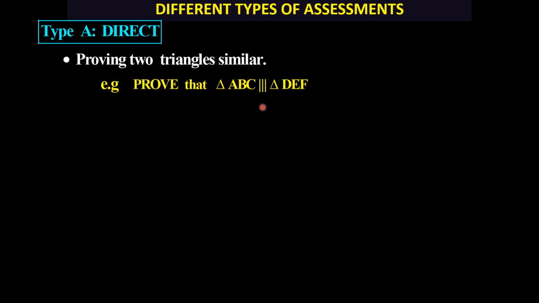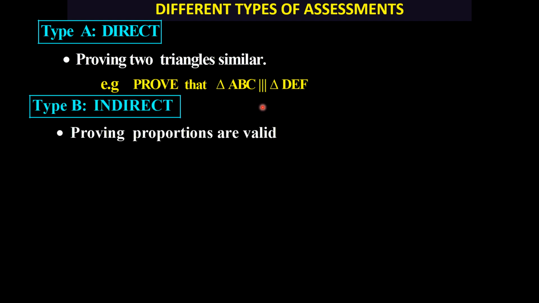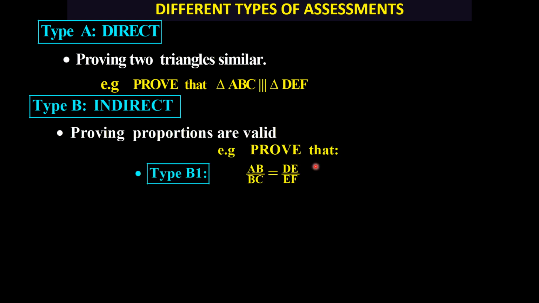Prove they are similar. Then we get another type of question where the similarity notation is not used in the question, but you actually have to prove that they are similar. Questions are like the following. When we have AB over BC equal to DE over EF, when you have a proportion like that, they're actually asking you to indirectly prove that they are similar, because once they're similar, you can then get the proportion. So you have to prove that these two triangles are similar first. Once they're similar, then you can get that.